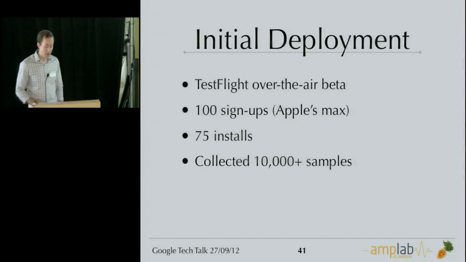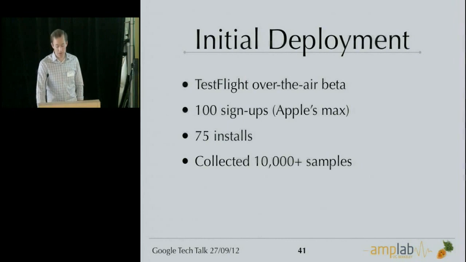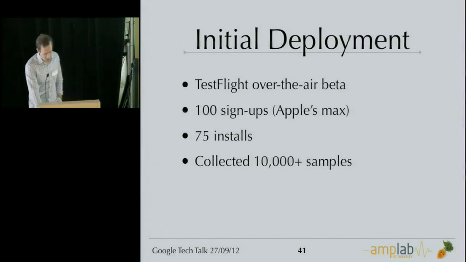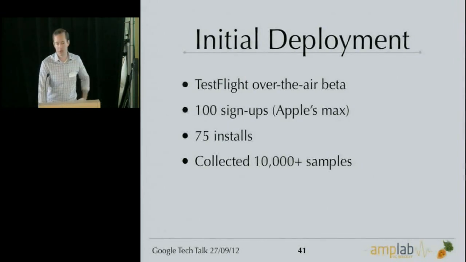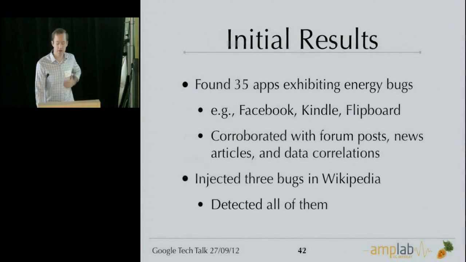And from these 75 people, over a couple of weeks, we collected about 10,000 samples. So the first thing to note here is this is a really small initial deployment. Okay, so there's very little data. And despite that fact, we were able to find 35 apps that exhibited energy bugs, anomalies in general, but 35 in particular that exhibited energy bugs. And these were in popular apps, so things like Facebook and Kindle and Flipboard, which is a digital magazine app.